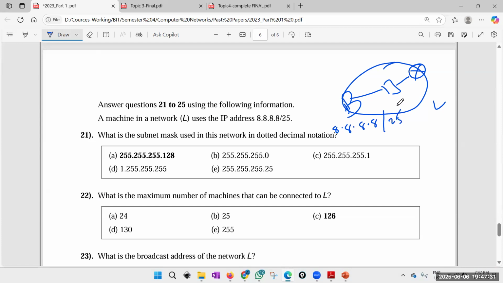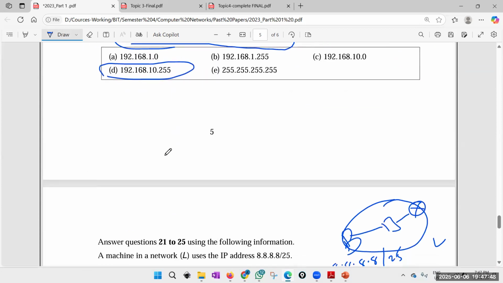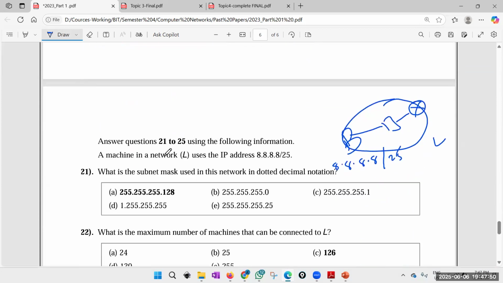Your question is, what is the subnet mask? Anyway, the answers are bold here. I don't know why. I hope in the exams the answers were not bold, otherwise students would have the answers. So far it was not bold, and all of a sudden it's bold. Maybe that was not the case in the exam.